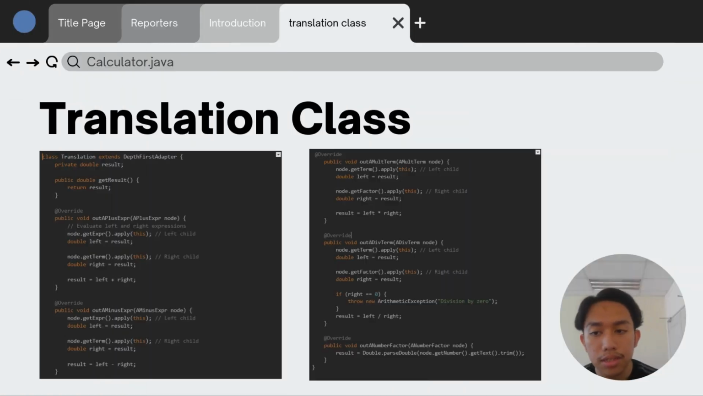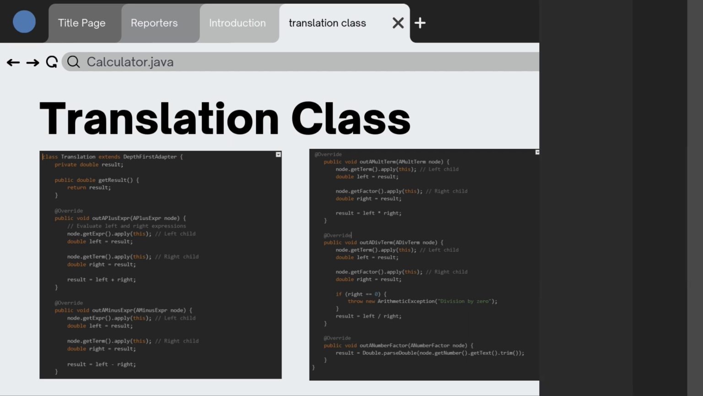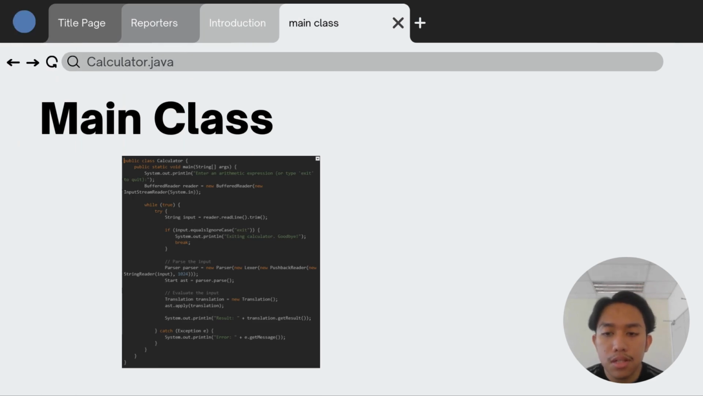The translation class traverses the AST, handling addition, subtraction, multiplication, division, and even checks for division by zero to prevent errors. Calculator.java demonstrates the use of parsing and AST traversal to evaluate arithmetic expressions in Java. It also provides a solid foundation for understanding compiler principles like parsing, AST creation, and evaluation. Thank you.